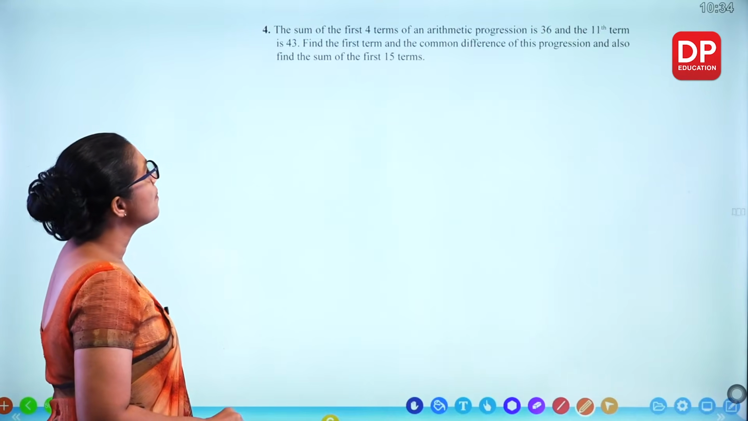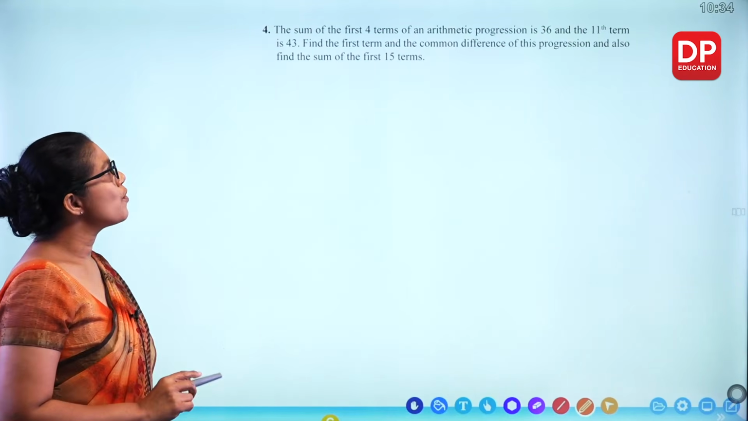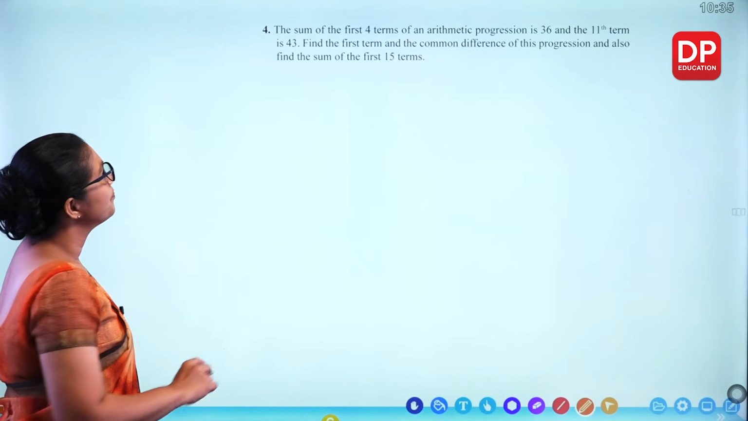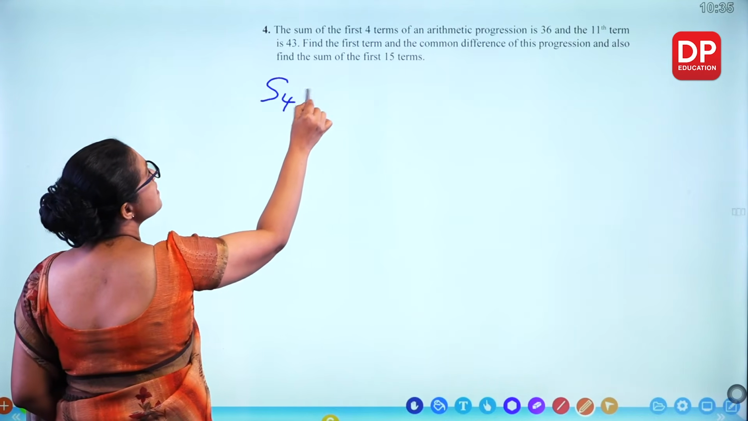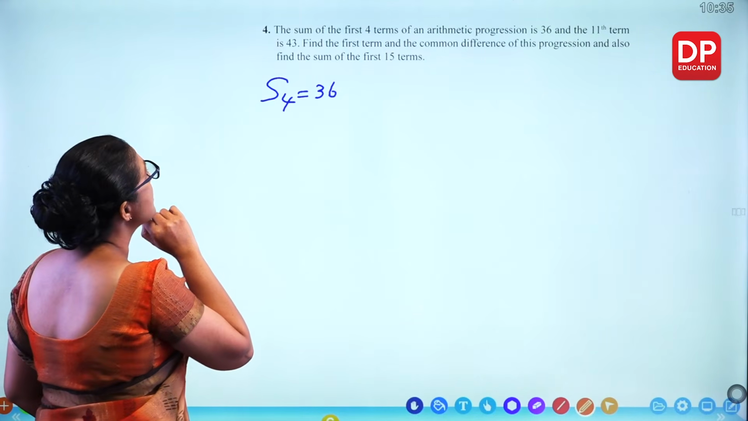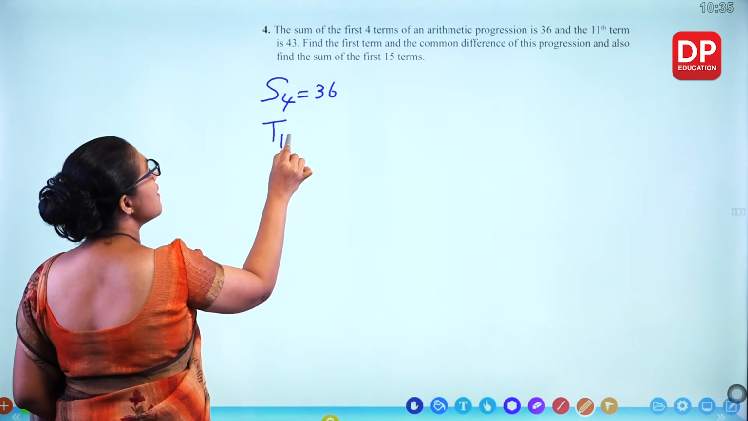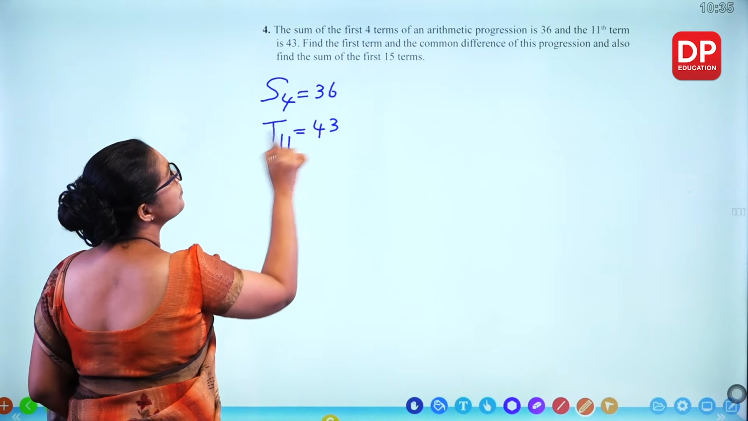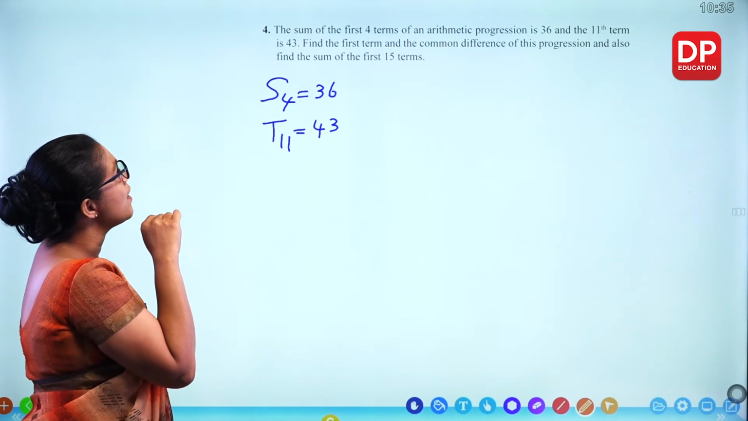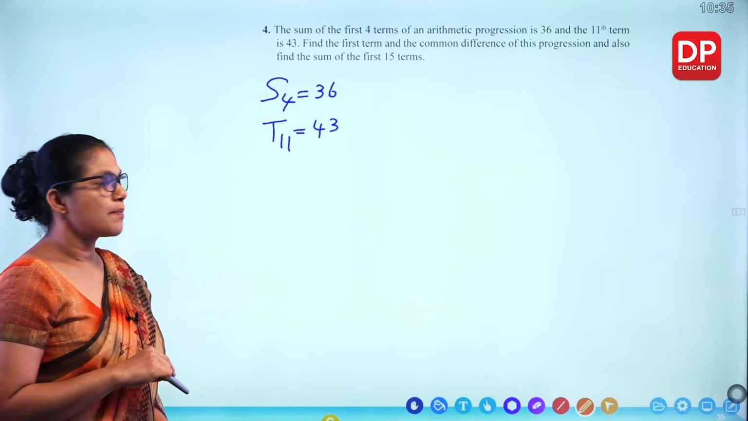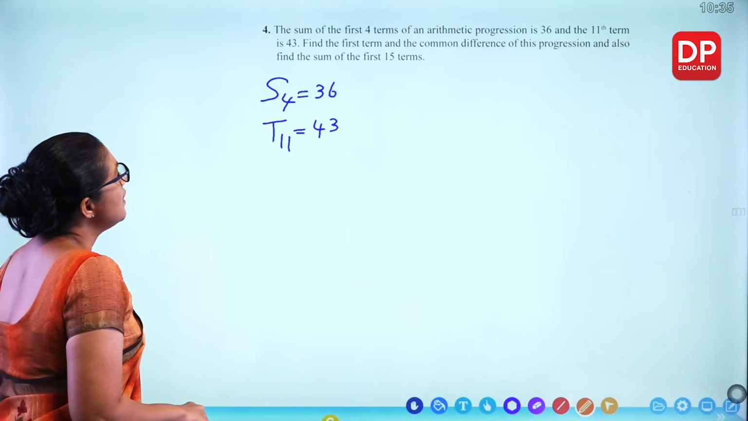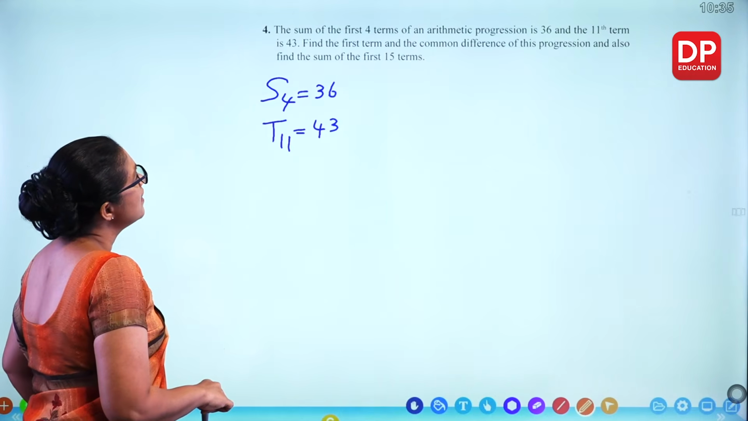Question number 4. The sum of the first 4 terms of an arithmetic progression is 36. S4 is given 36. And 11th term, that's T11, is 43. Find the first term, common difference, and also the sum of first 15 terms. So we'll try to find out the answer.